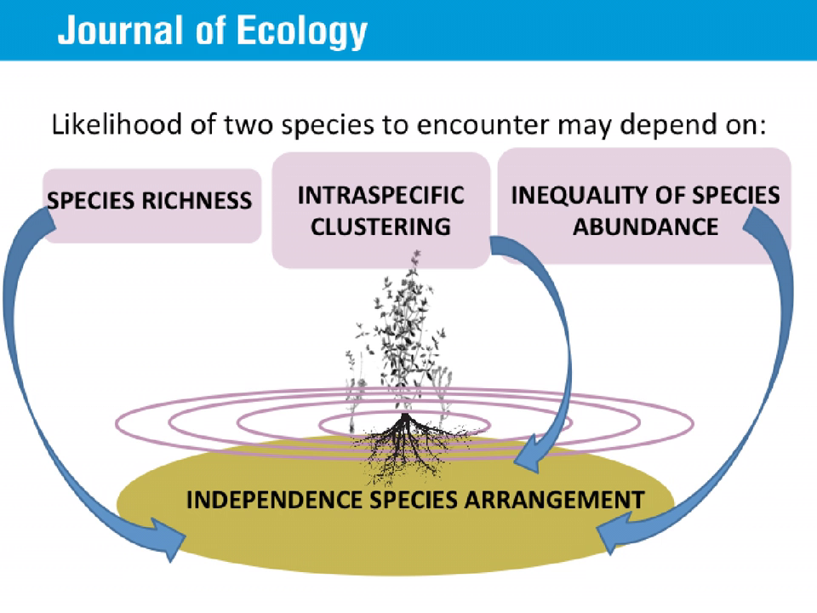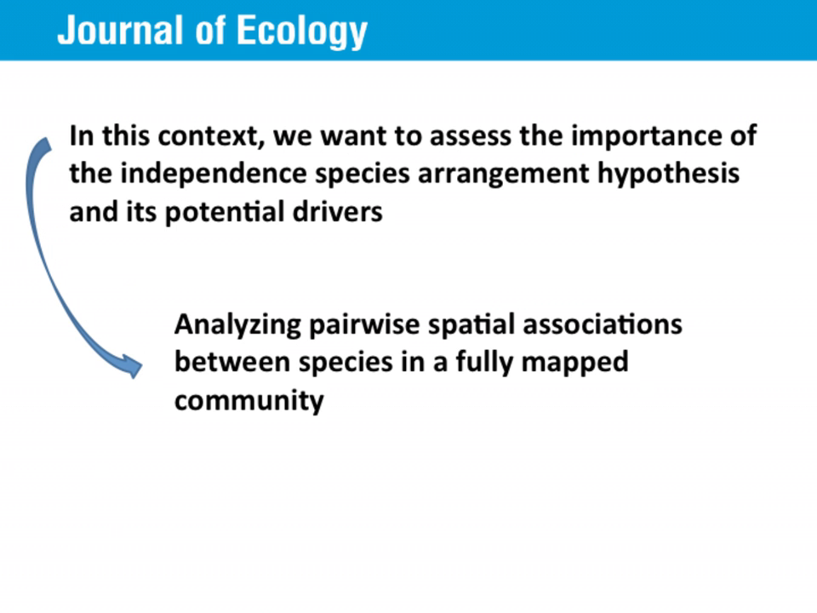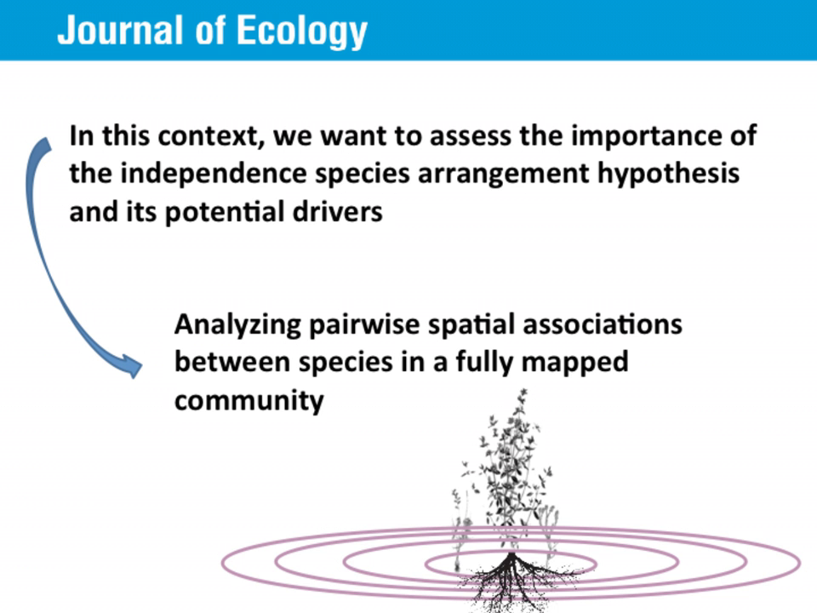Thus, it is necessary to test the effects of species richness as a potential driver of independence across scales, as well as the potential effects of the relative species abundances and intraspecific clustering as other potential drivers of the independent species arrangement hypothesis. In this context, we wanted to assess the importance or prevalence of the independence species arrangement hypothesis, and we were really interested in its potential drivers, but specifically at different scales as the distance from an individual species increases.